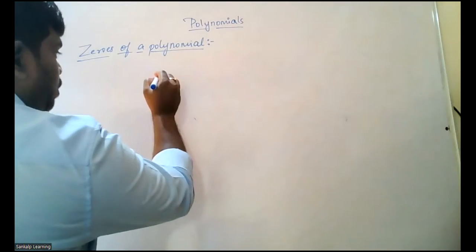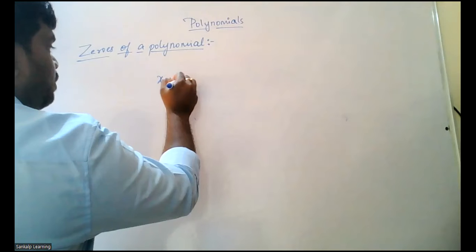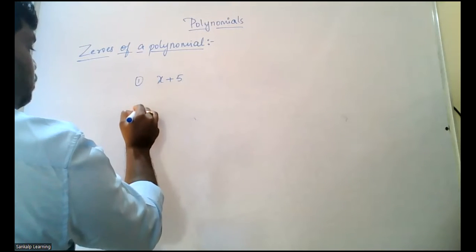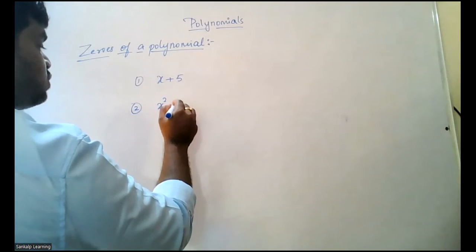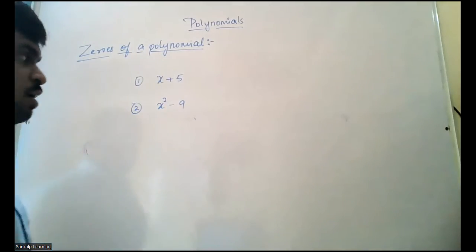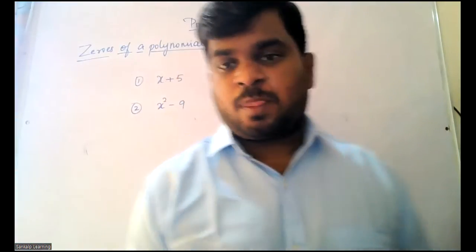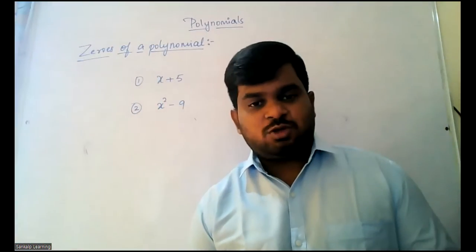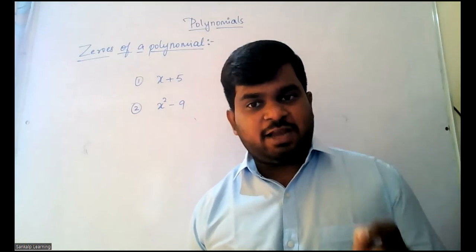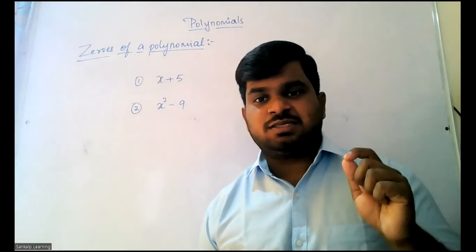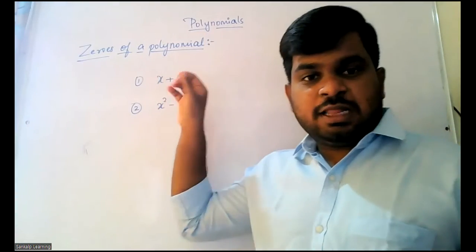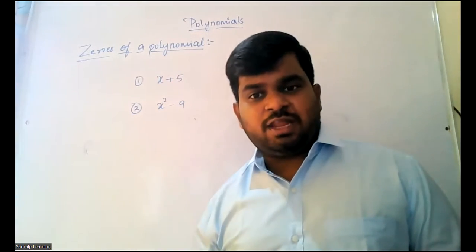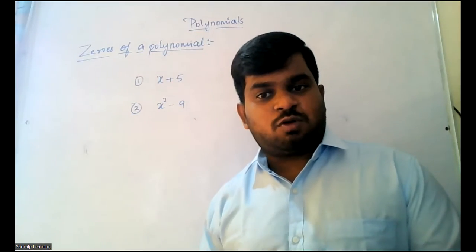Now let's take a polynomial, a linear polynomial x plus 5. And let's take a quadratic polynomial x square minus 9. I've taken 2 examples here. So what is zeros of a polynomial? It is a value. Zeros of a polynomial is simply a value which, when substituted in the place of x or in the place of the variable, the final answer comes out to be 0.